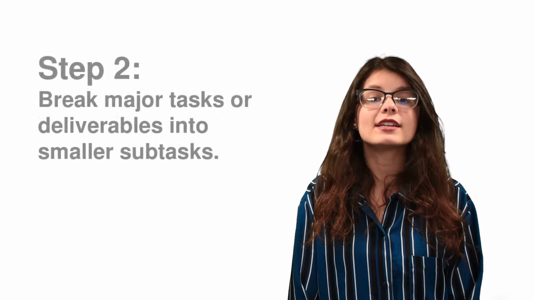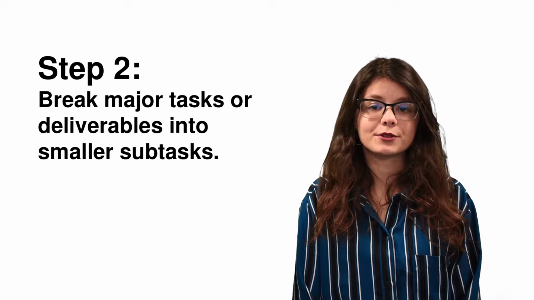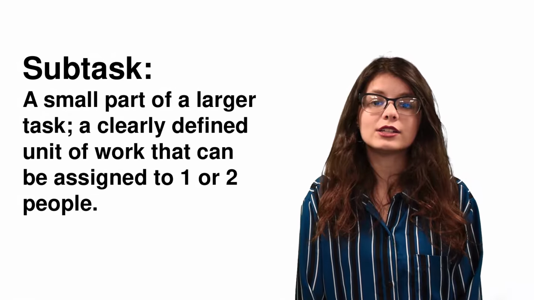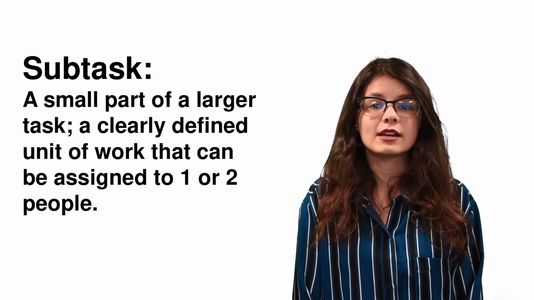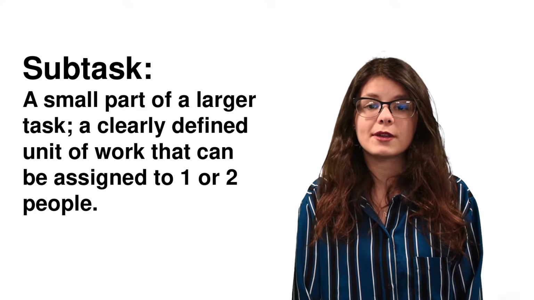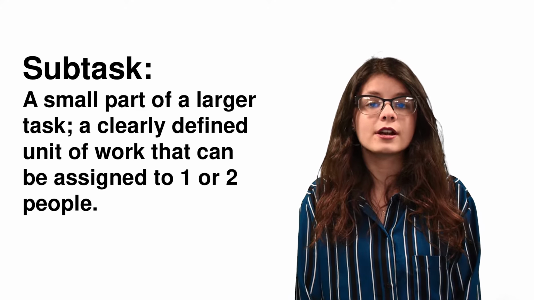Major tasks and deliverables of a project are often too large for one person to handle by themselves. The second step in creating a work breakdown structure is to break your major tasks or deliverables down into smaller subtasks. A subtask is a clearly defined unit of work that is small enough to be assigned to one or two people to complete. A subtask could be designing a testing method for durability, creating the 3D printed case for your device, or ordering a linear actuator.